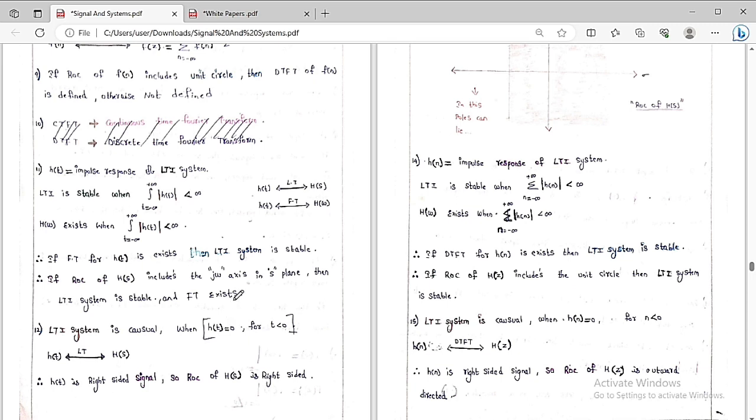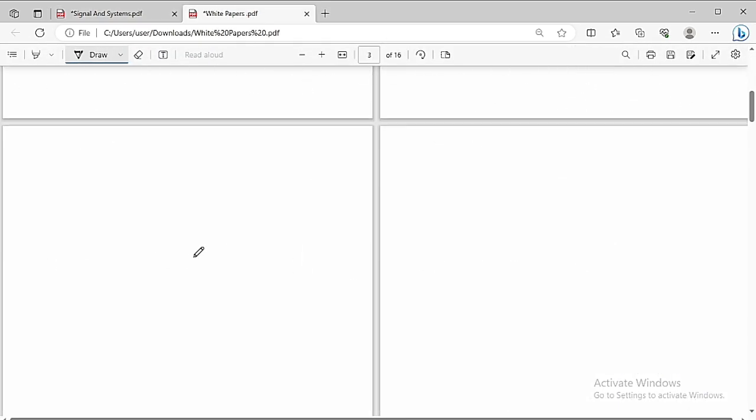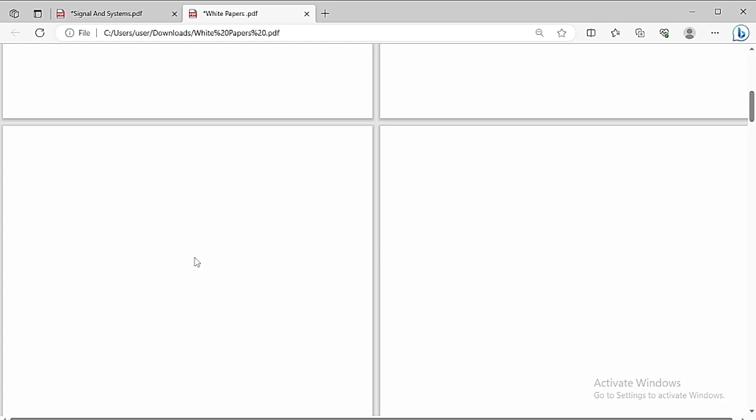So finally, I can say one important point. Listen carefully. Let me give the conclusion. In the continuous time domain, CT is the continuous time domain and DT is the discrete time domain. So let me give the conclusion, each and everything.